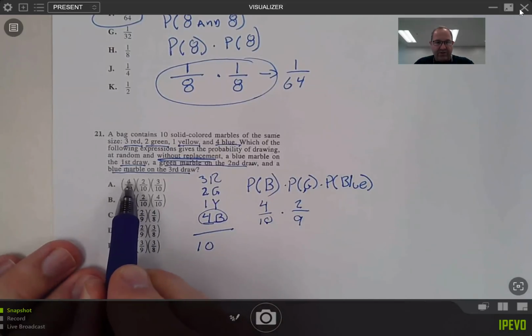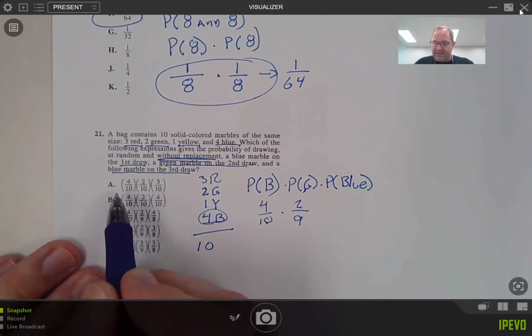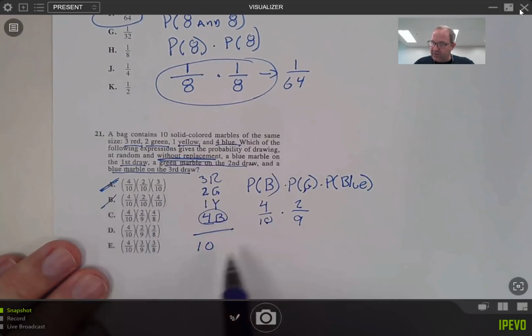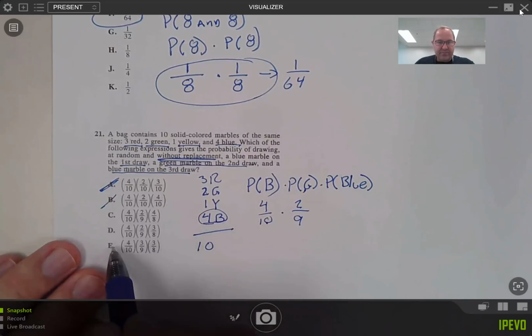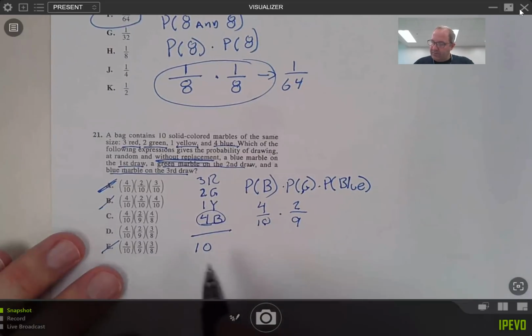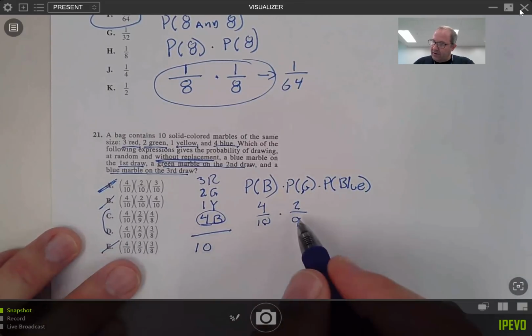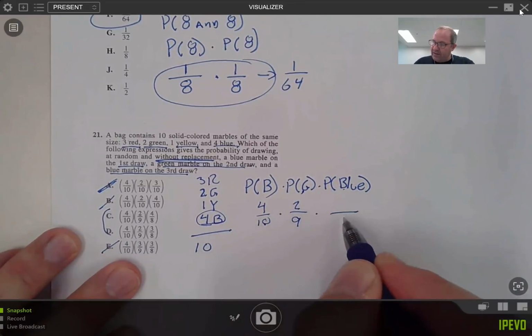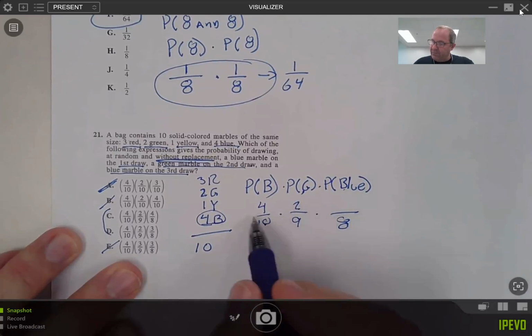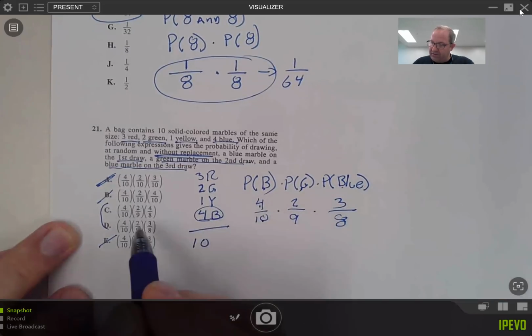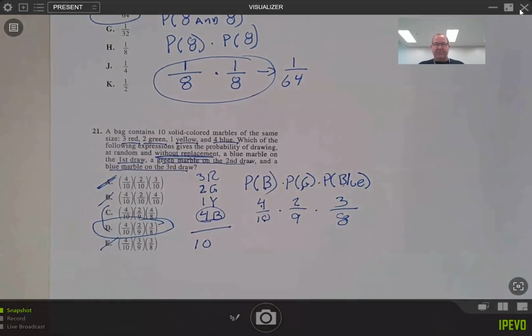Notice part A, 4/10 and 2/10. Yeah, that's not it. Same thing with B, 2/10. Nope, looking for 2 9ths. So it's going to be either C or D. Now, probability of a blue, there's only 8 marbles left. And of the blue, we've already picked a blue marble, right? So instead of being 4 blue marbles, there's now 3 blue marbles. This is the choice, letter D.